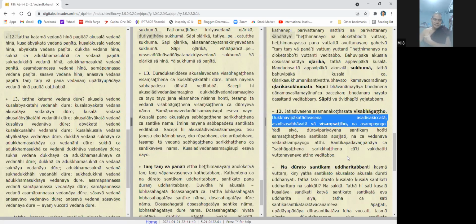Okay, please. But that's also the same, right? For example, akusala vedana and kusala vedana, they don't arise together, they don't have the same base, they don't take the same object. So I don't see the difference.